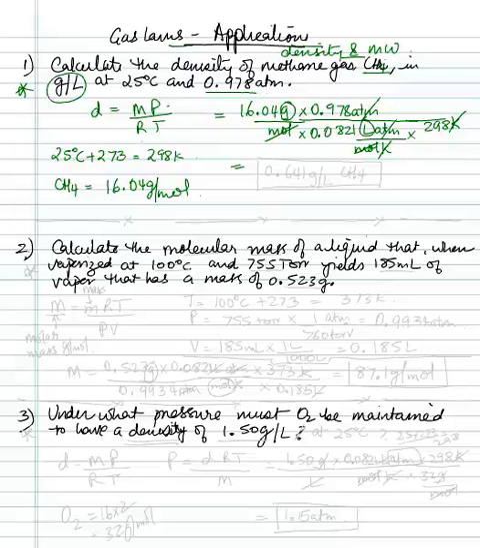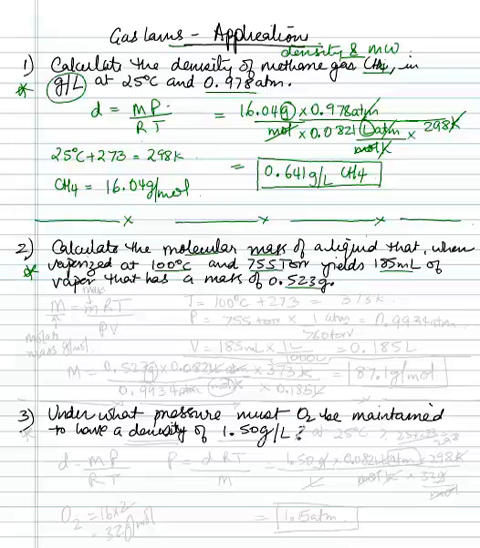Once we do the calculation for this one, our answer should be 0.641 grams per liter of methane. It's simple enough. Plug in all the numbers in the equation. That's the nicest thing about gas laws: once you know what equation to use, then you can easily work on the problem. Let's go on to the next one now, which is calculate the molecular mass. The molecular mass is the grams per mole of a liquid that when vaporized at 100 degrees centigrade and 755 torr yields 185 milliliters of vapor that has a mass of 0.523 grams.